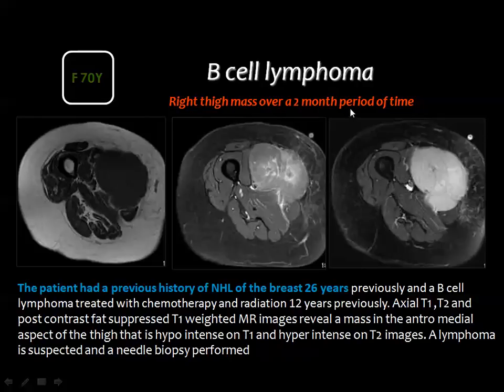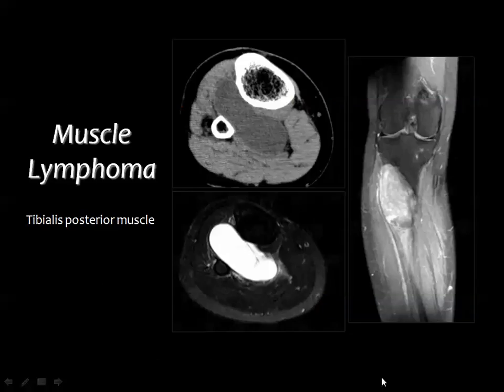lasting for 2 months, and you see on MRI T1, a mass of the medial group of the muscles, and in the T1 post-contrast fat suppressed image, you see some enhancement, and this is the STIR image of bright signal of the lesion with stranding of the subcutaneous fat. Then the diagnosis, of course, is confirmed by biopsy. And this has been proved to be a lymphoma of the tibialis posterior muscle.